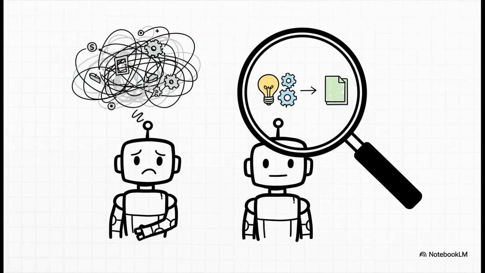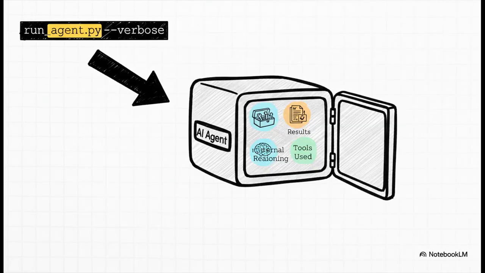All right, pro tip time. Sooner or later, your agent is going to do something you don't expect. So what do you do when things go wrong? Well, there's an amazing trick for debugging. You can actually get a peek inside the AI's brain and see its step-by-step thought process. It's this simple. You just add the --verbose flag to your command.